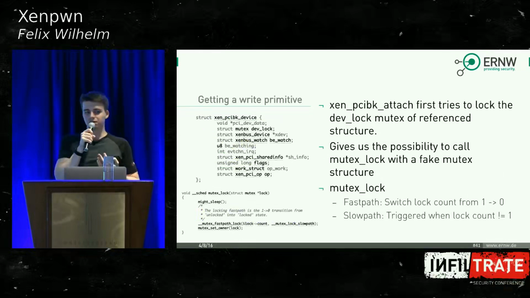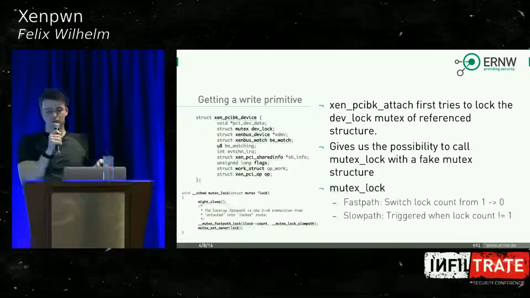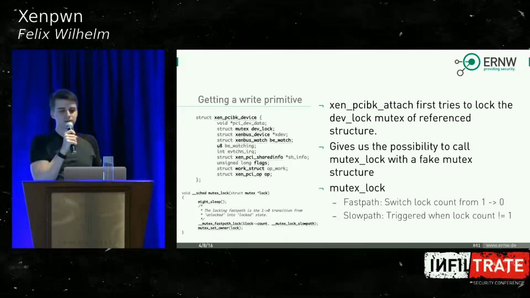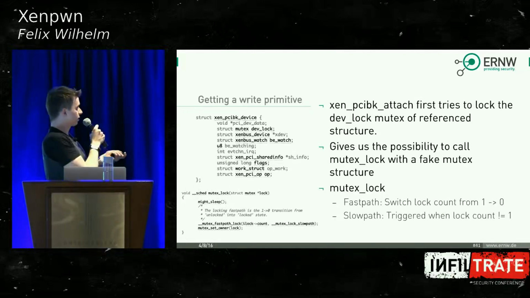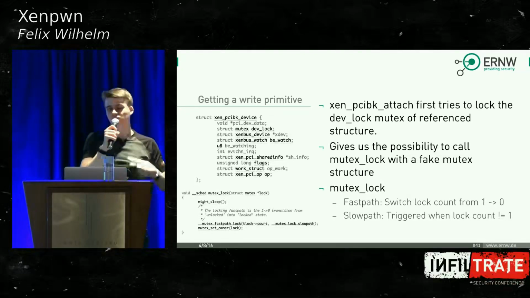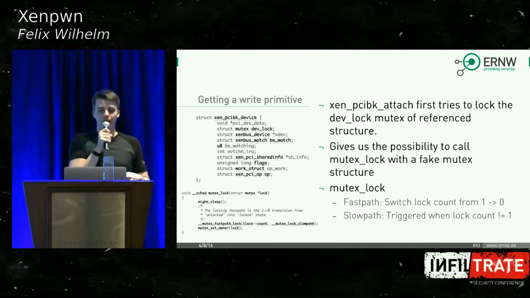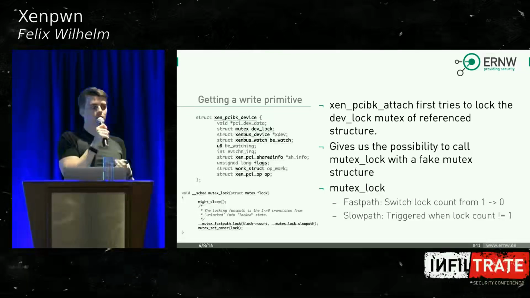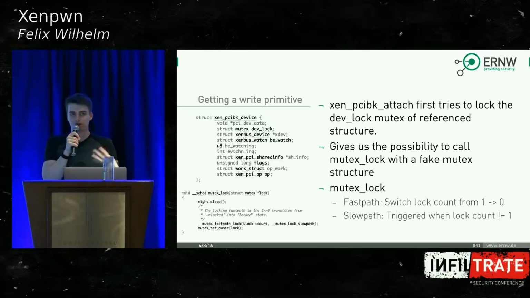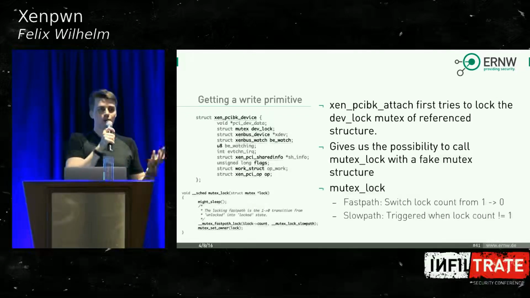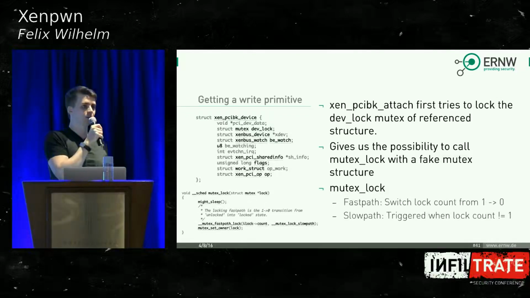And if you look at the Xenpwn back device, which is shown on the left-hand side, you can see that it contains a mutex. The mutex is called devlock, and the first thing that the Xenpwn back attach function tries to do is lock that mutex. So we can now call mutex lock with a fake mutex structure that's completely under our control. When I first saw this code, I thought, yeah, mutex lock is probably not too interesting. It will just flip an integer or something.